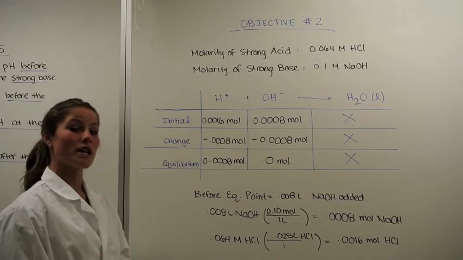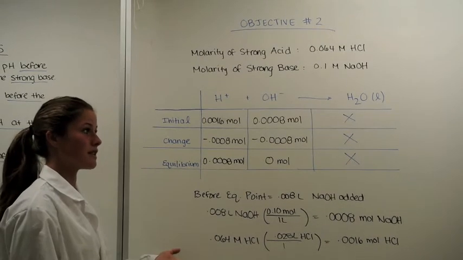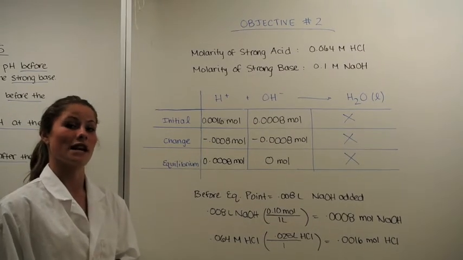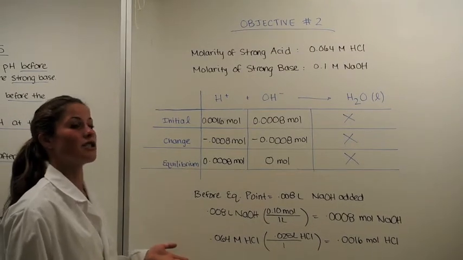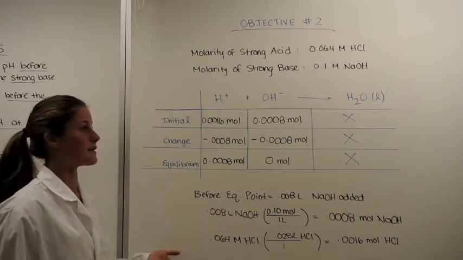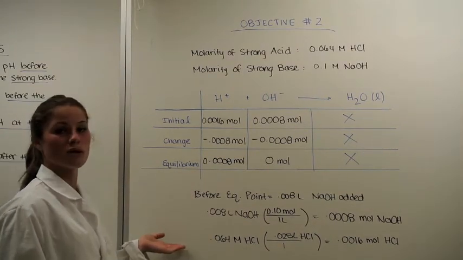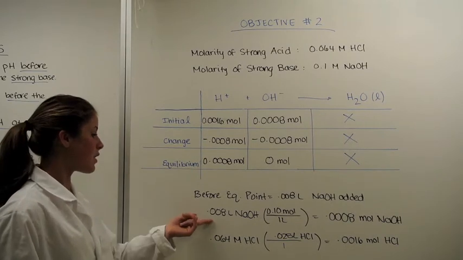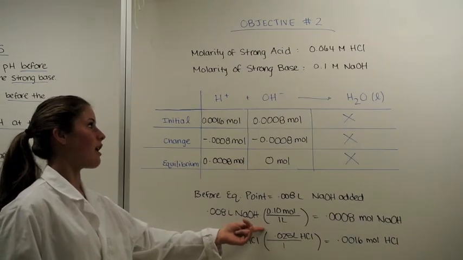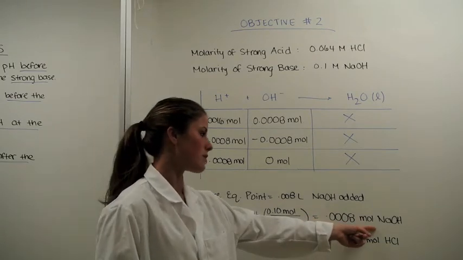For this objective, we need to calculate the pH before the equivalence point has been reached. For this instance, since we know that the equivalence point is when 16 milliliters of the NaOH has been added, for this problem we are going to use 8 milliliters for the amount that NaOH has been added to the strong acid. So, before we begin this problem, we need to calculate how many moles of NaOH was added. Since we know that 0.008 liters of NaOH was added, and the molarity of the NaOH was 0.1 molar, we come out with 0.008 moles of NaOH.